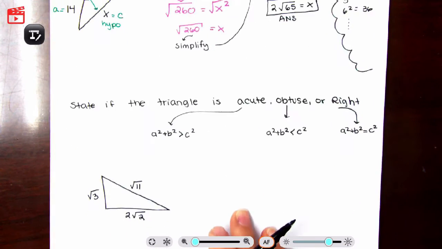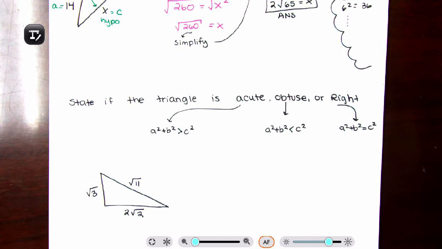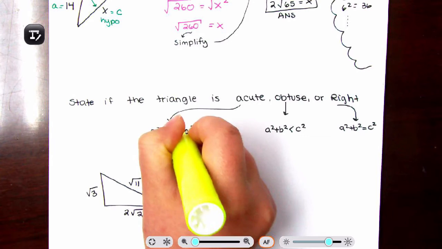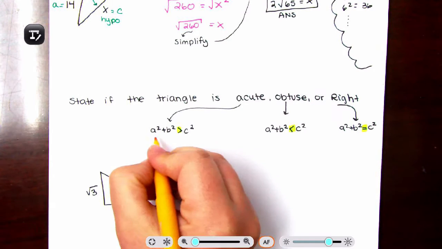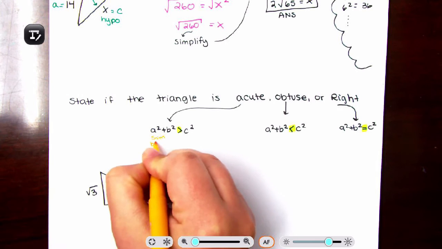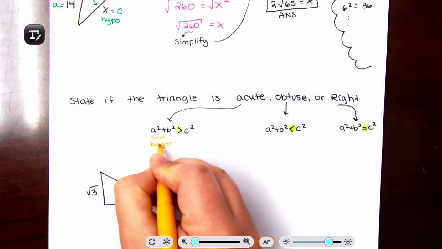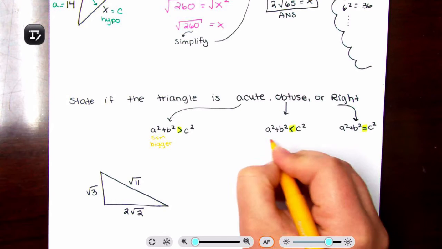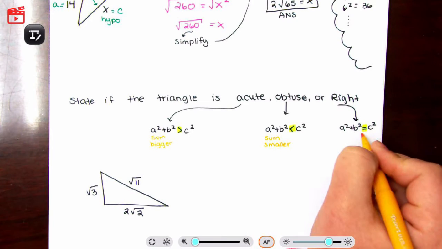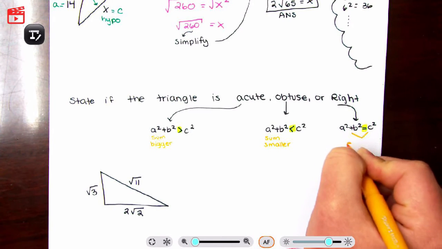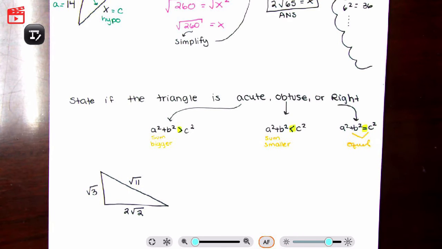Moving on to question number 2. State if the triangle is acute, obtuse, or right. So on this one, you need 3 different tools: A squared plus B squared, and then C squared. What you do with that is, depending on what your symbol is, will depend on what your triangle name is. The way I like to remember is if the sum is bigger, it's kind of like thinking opposite. If the sum is bigger, you have acute. If the sum is smaller, you have an obtuse. And if the sum is equal, then you have a right triangle.